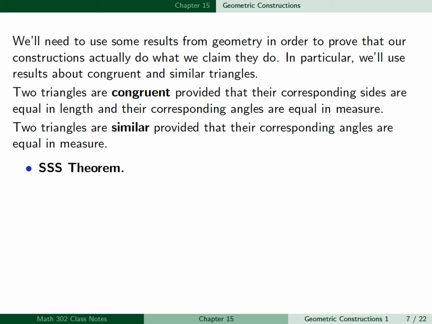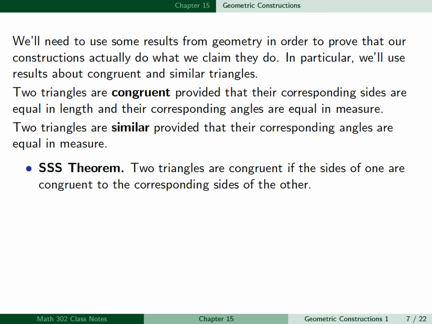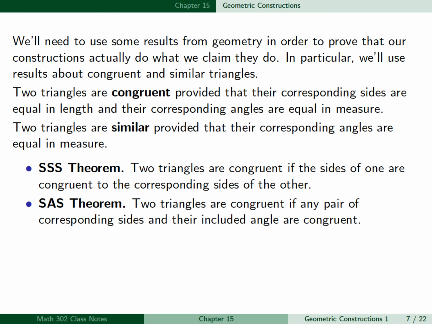And we have a couple results regarding congruent and similar triangles. The first is called the SSS theorem. Two triangles are congruent if the sides of one are congruent to the corresponding sides of the other. And the second is called the SAS theorem. Two triangles are congruent if any pair of corresponding sides and their included angle are congruent.